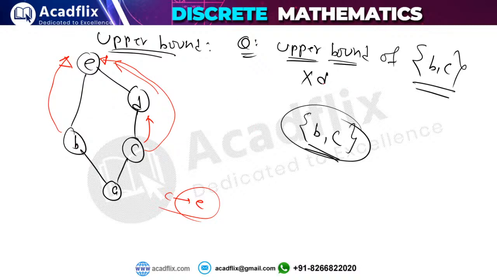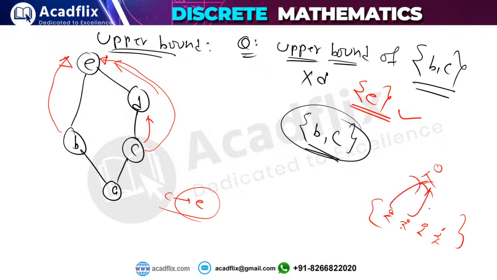So upper bound will not be D, upper bound will be this. This will be upper bound. What is the definition of upper bound? Let's assume you have a set. In this set, let's assume you have some people. Now upper bound means some godfather to which this is also related, this is also related, this is also related. Okay, this is the upper bound.